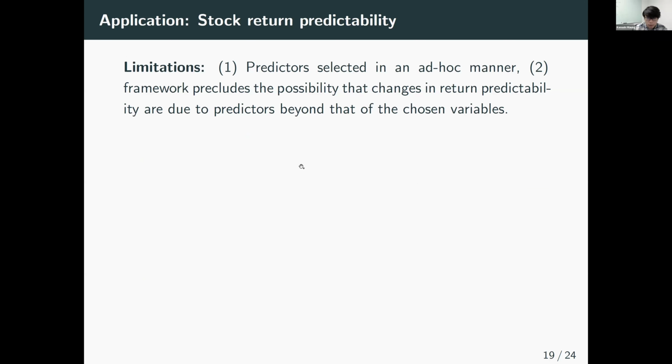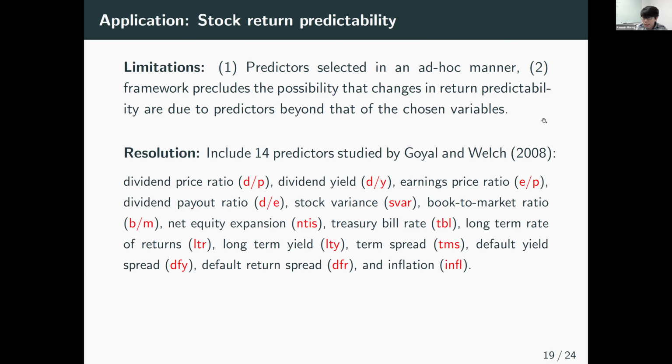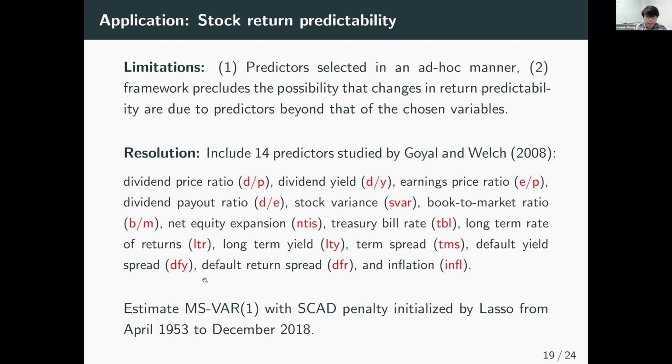So my gripe with this model is that they don't really give a good reason why they chose those variables to begin with. And also the finding that return predictability depends on recession and expansion could be due to other variables that are not included in that model. So this could be more of an omitted variable bias critique. So I include 14 predictors that people commonly use and study, by going on Welch, and these are the main 14 predictors. The 4 predictors used in the original paper are a subset of these 14 predictors. And we estimate this MSVAR using the SCAD penalty initialized by the lasso.